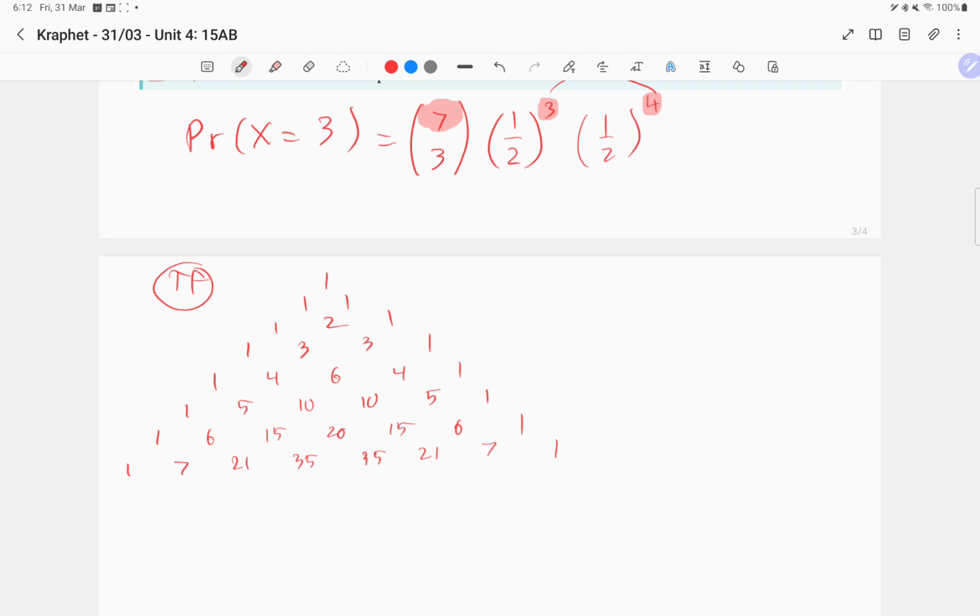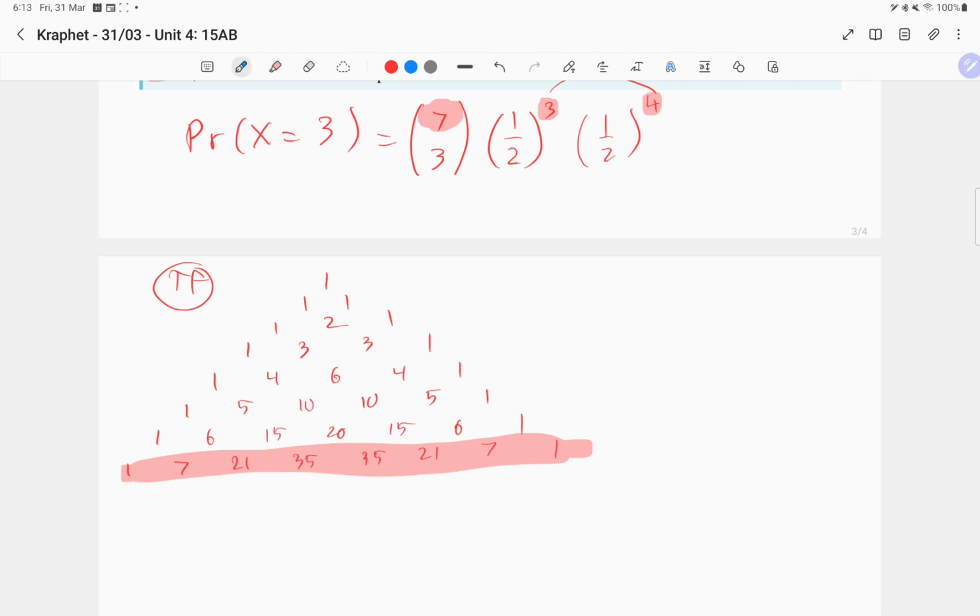Now, what is the answer for 7 choose 3? The 7 is right there. Wait, we're looking at this last row, yeah? What's the answer? How many ways are there to select 3 out of 7 options? Not 2. It's one of these numbers.